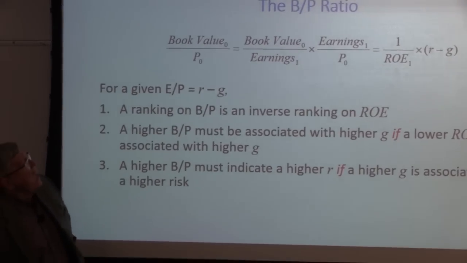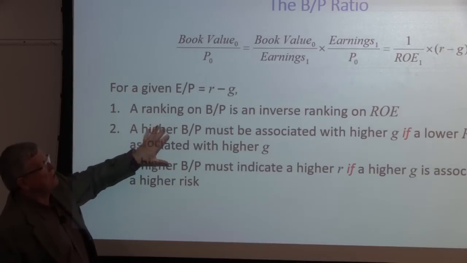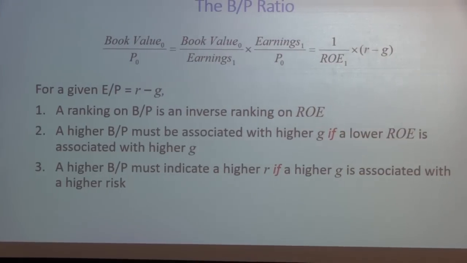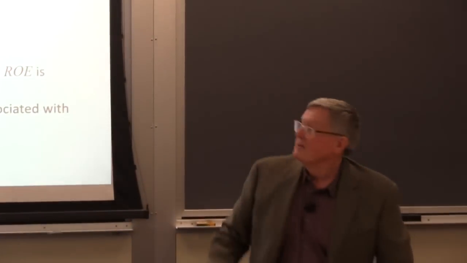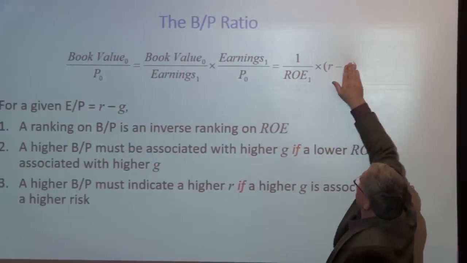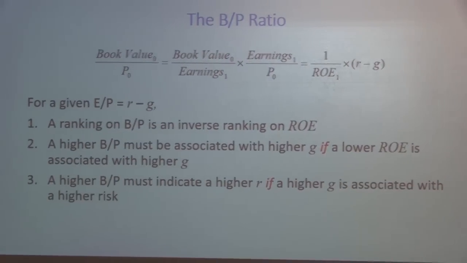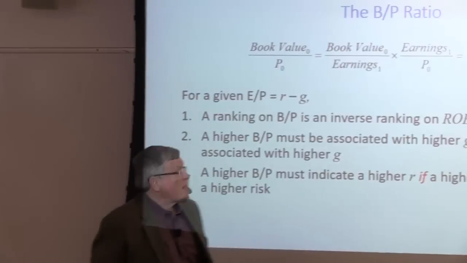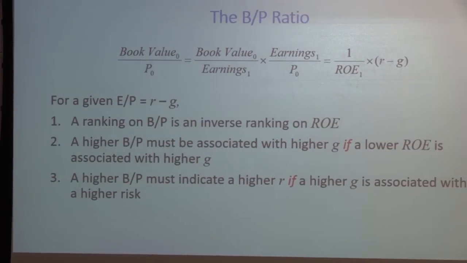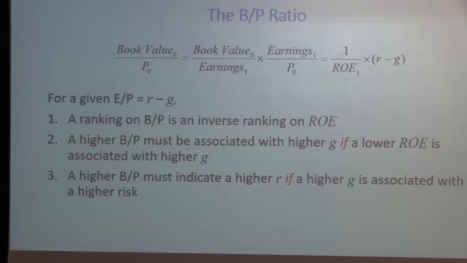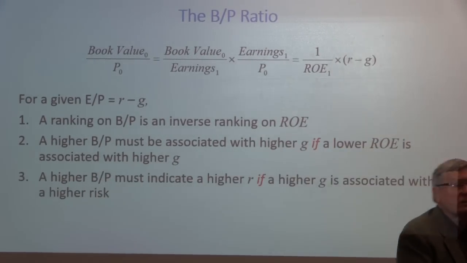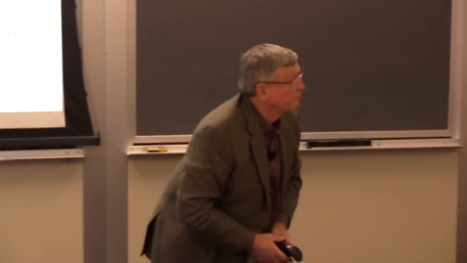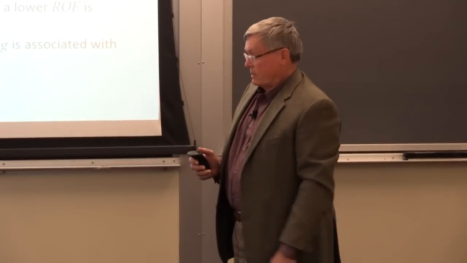Secondly, a higher book to price must be associated with lower G, growth, if this ROE is negatively associated with growth, okay? So holding this constant, the lower this, the higher this, then the higher must be the book to price. Third statement, a higher book to price must indicate a higher required return, risk and a higher return, okay, if a higher growth is associated with higher risk, because you've got R minus G constant here, okay? Let's examine those statements.